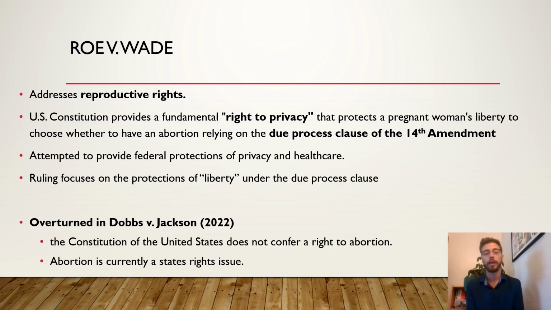So let's go in. Roe v. Wade addresses reproductive rights, or this issue that can be framed in multiple ways depending on your preferences. In this original ruling provided in the 1970s, we see the U.S. Constitution provided a fundamental right to privacy that protects a pregnant woman's liberty to choose whether to have an abortion, relying on the Due Process Clause of the 14th Amendment.